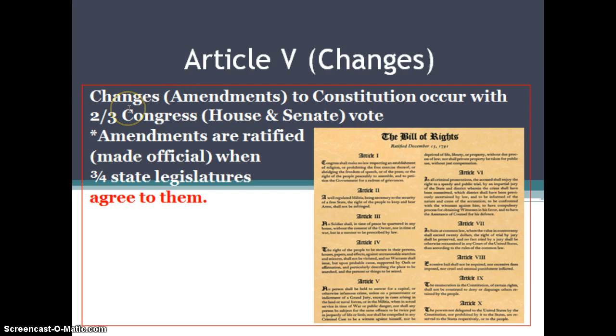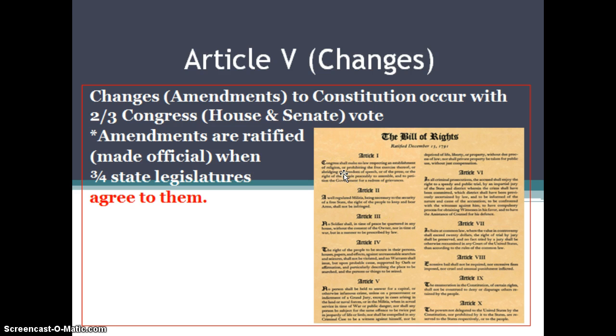Article 5 discusses how you can make changes to the Constitution, or amendments to the Constitution. If you look, 2/3 of Congress, that means both the House and the Senate, must vote that a change is necessary or wanted by the people. 2/3 is a large majority. These amendments, if they are passed, will be ratified when they are sent to state legislatures. So again, the House and Senate propose an amendment, they send it to each state, and once 3/4 of the states agree to them, those amendments will become part of the Constitution.